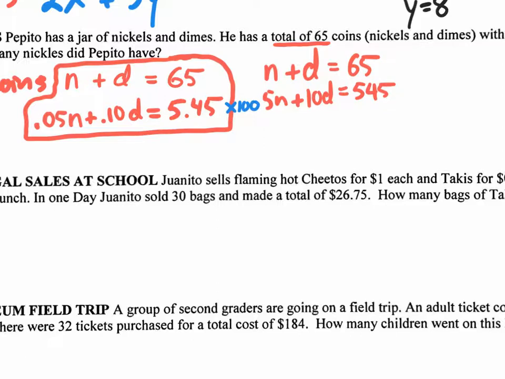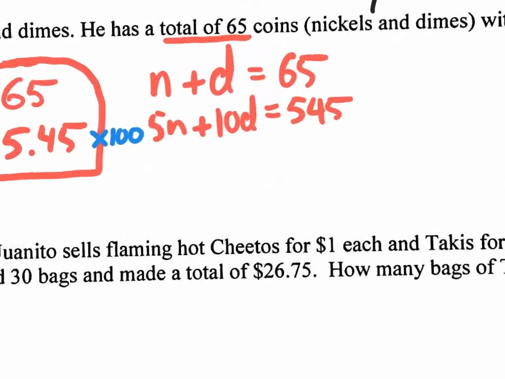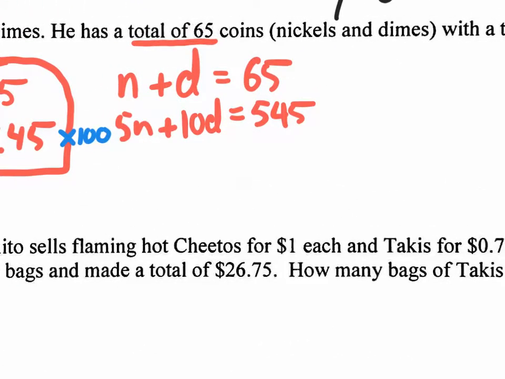So now we have this new system without decimals, and we want to eliminate either the n's or the d's. Which one would you prefer to eliminate, n's or d's? N's. Okay, so how would I do that? Multiply that top equation by -5. That's great. Okay, so let's rewrite it. We have a -5n, we have a -5d, and we have 65.